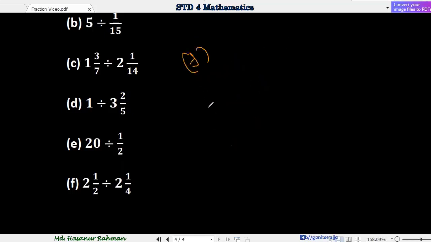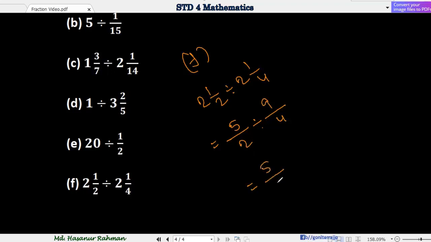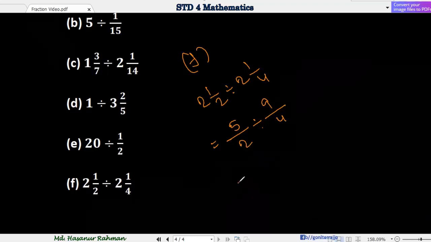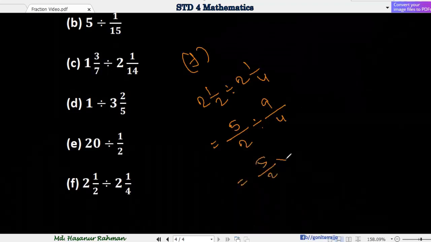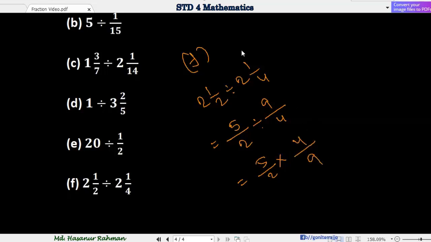Now F. F is 2 whole 1 by 2 divided by 2 whole 1 by 4. At first we have to convert this mixed into improper. 2 twos are 4 plus 1, that is 5, divided by 4 twos are 8 plus 1, that is 9. Now 5 by 2, then we can convert this division into multiplication. Then 5 by 2 multiplied by the reciprocal of 9 by 4, which is 4 by 9. So we can divide right now. 4 divided by 2, that is 2. So 5 multiplied by 2, that is 10 by 9.